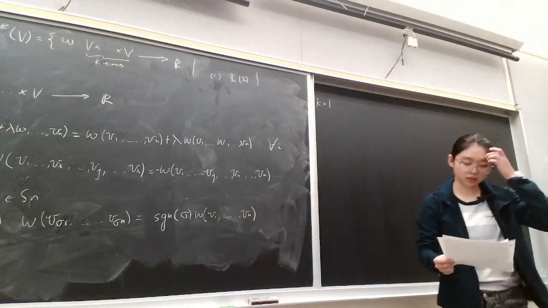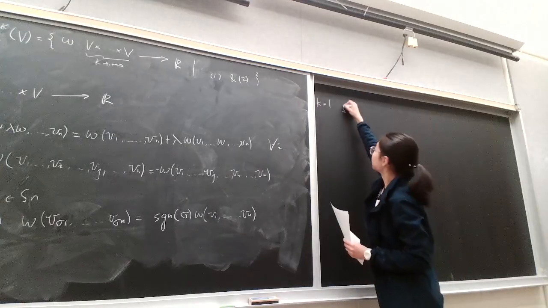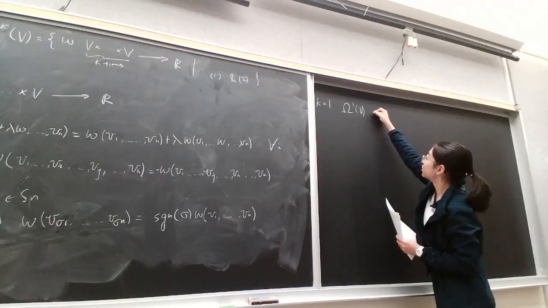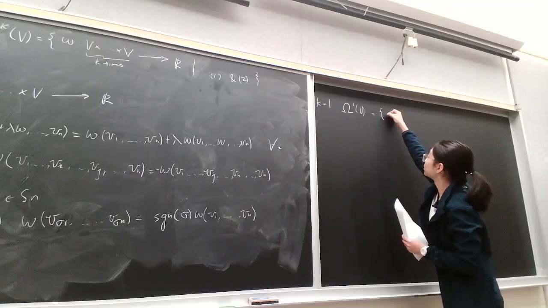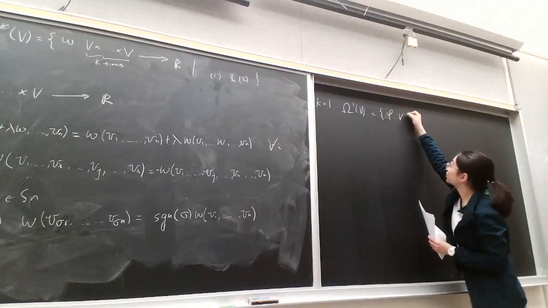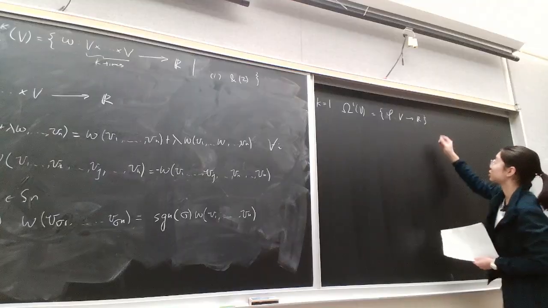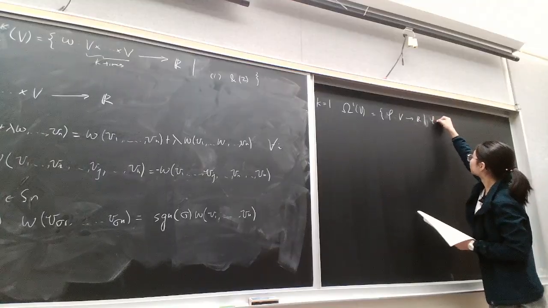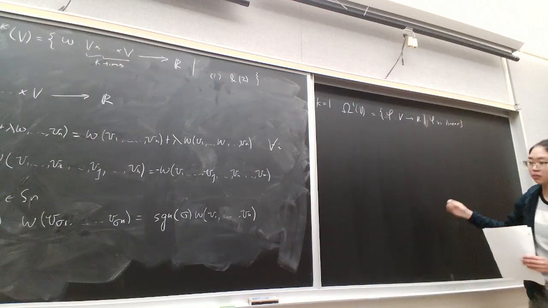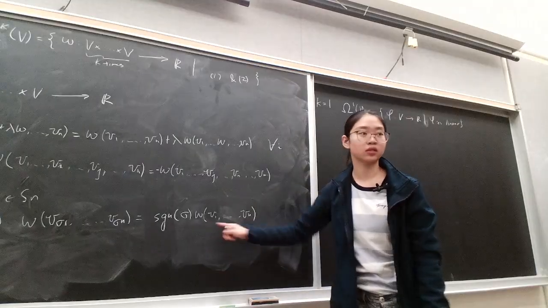Okay. So if k is equal to 1, then the set of all 1 forms on V is equal to the set of all functions, say phi, from V to R, linear. Yes, linear. Yes, because we don't need to worry about this condition because there's only one input.